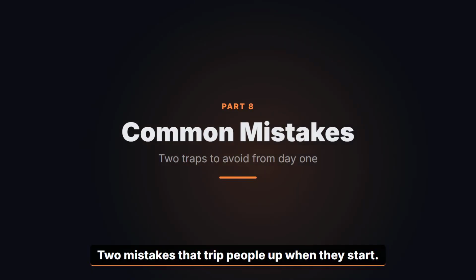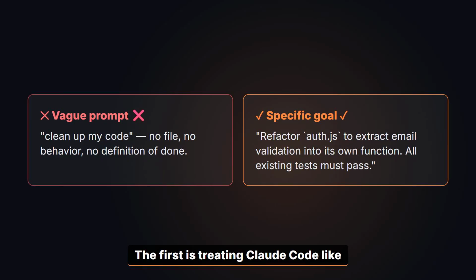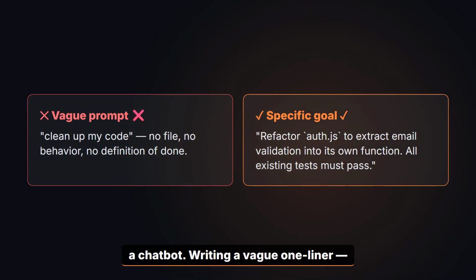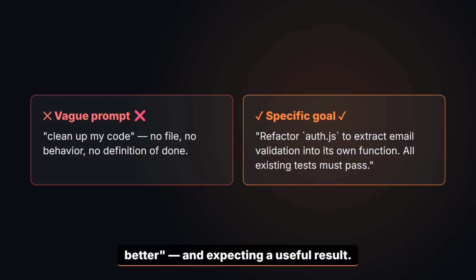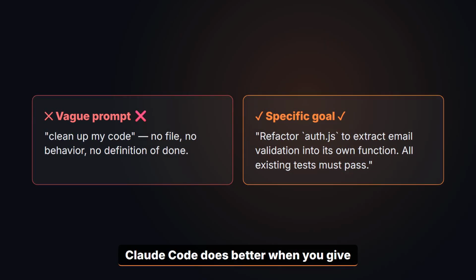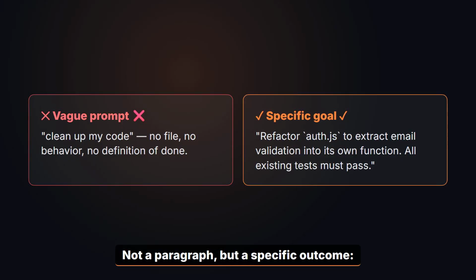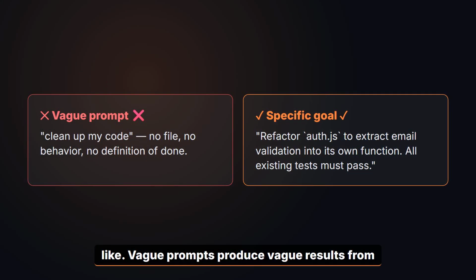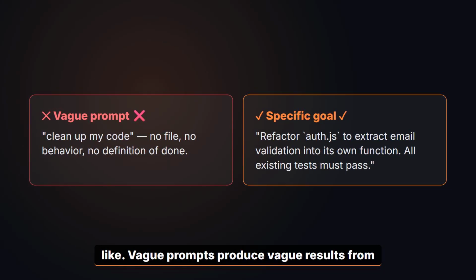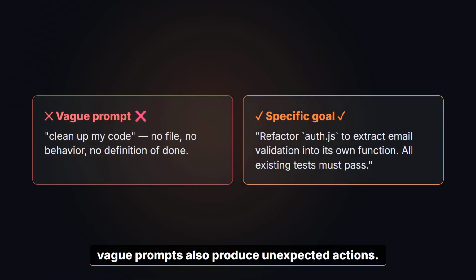Two mistakes that trip people up when they start. The first is treating Claude Code like a chatbot, writing a vague one-liner, clean up my code or make this better, and expecting a useful result. Claude Code does better when you give it a real goal. Not a paragraph, but a specific outcome. What file, what behavior, what done looks like. Vague prompts produce vague results from any tool. With an agent, vague prompts also produce unexpected actions.